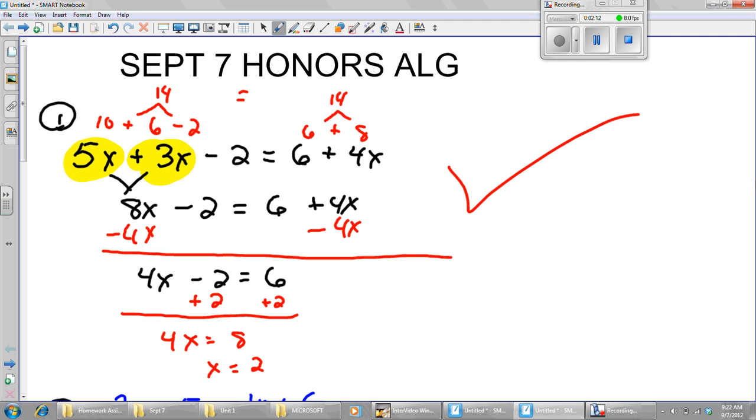Big check for me. In fact, I think I need a giant star because I did so well. Ooh, or lots of stars.